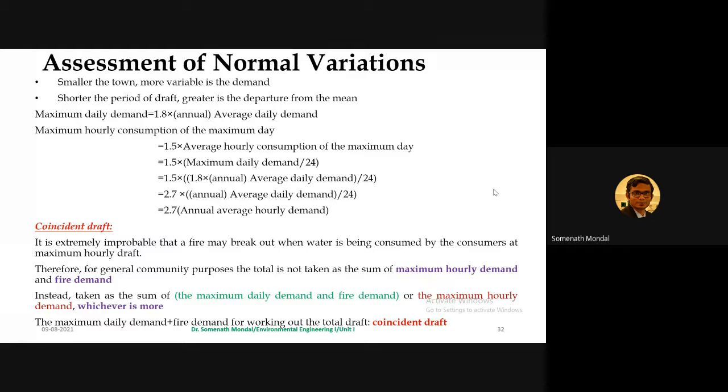Now, what we are going to do is, for design we are going to consider either coincident draft or maximum hourly demand, whichever is more. Fine. So do not get confused between coincident draft, maximum hourly demand, and fire demand. All these are different.